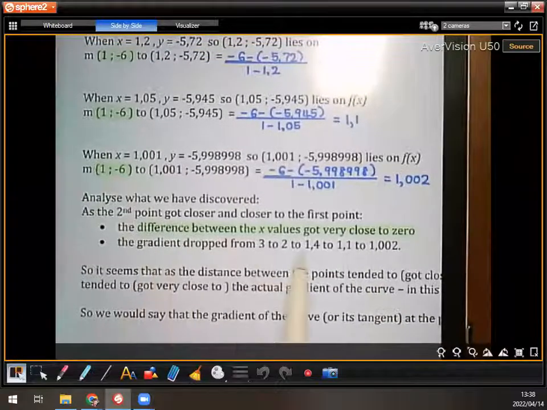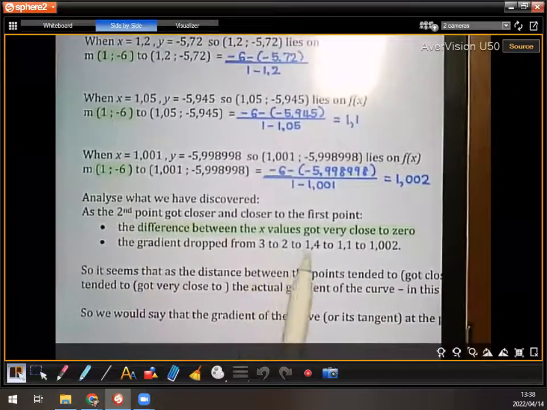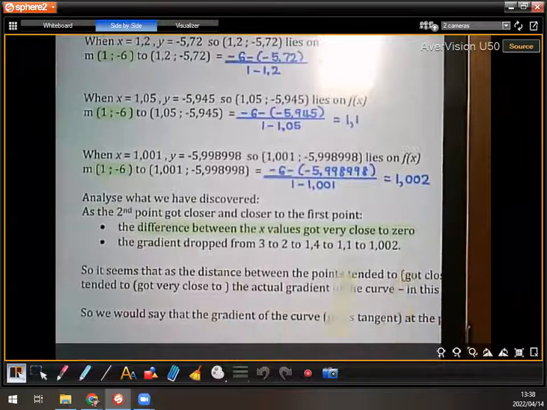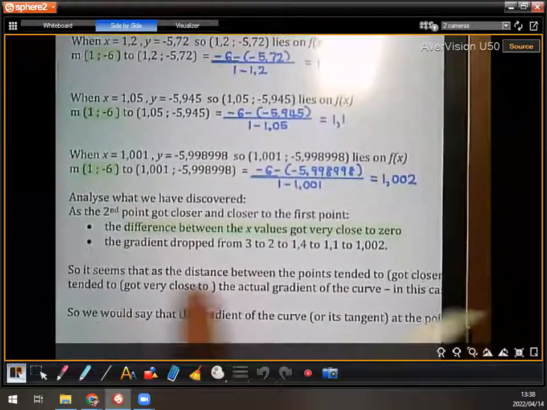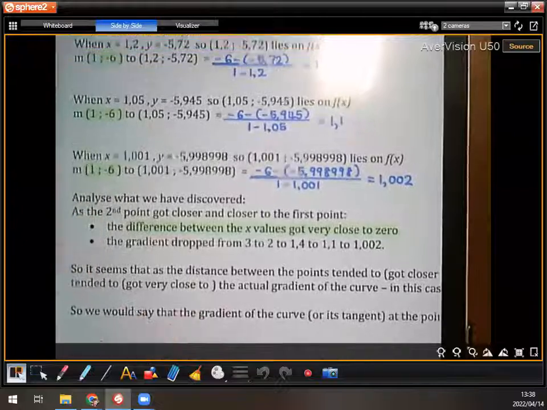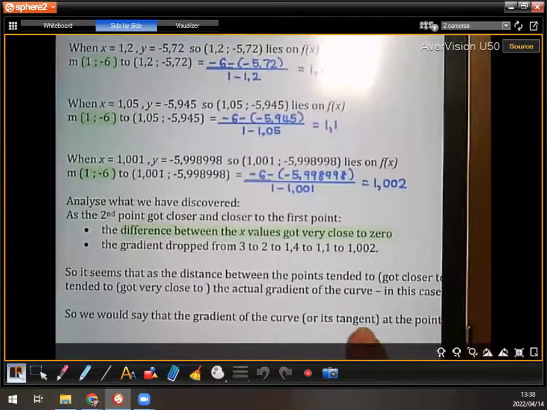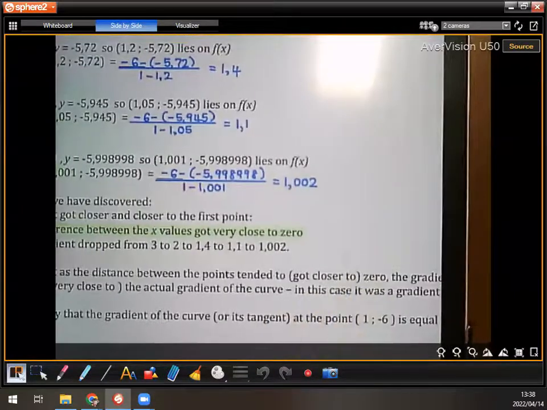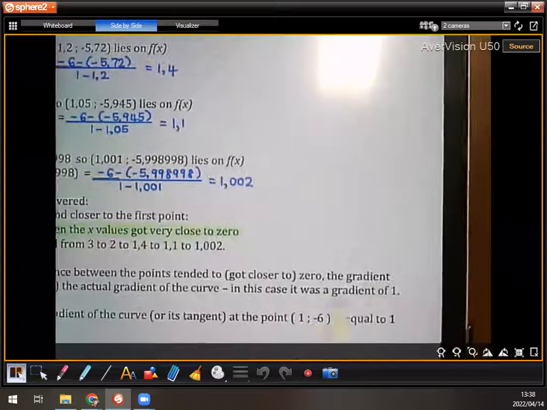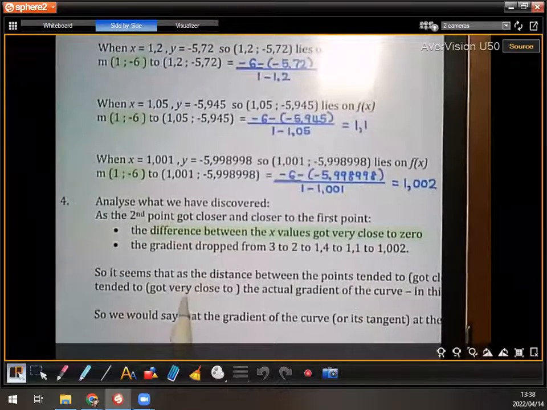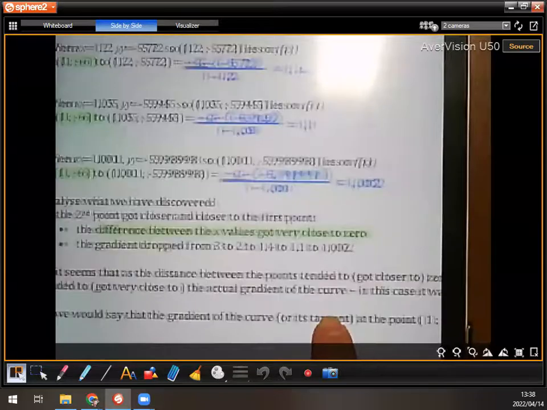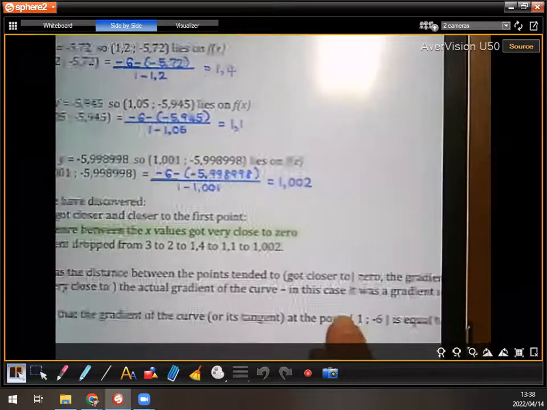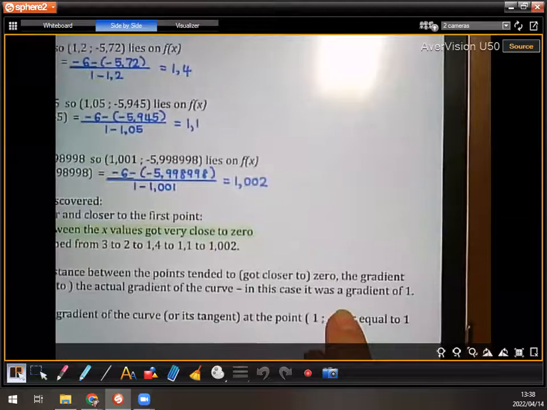And then the gradient went from 3 to 2 to 1.4 to, okay, so they just actually listed everything that we just calculated. But what that actually means, guys, they're saying here, so it seems that as the distance between the points got closer to 0, the gradient got very close to the actual gradient of the curve at that point. Actual gradient of that tangent, guys, was 1. Okay, if we went closer and closer, we would have seen that. All right, which was actually a gradient of 1.